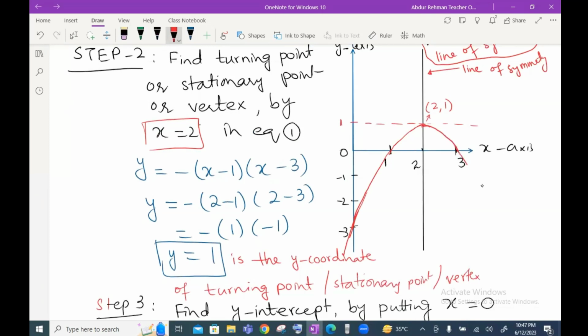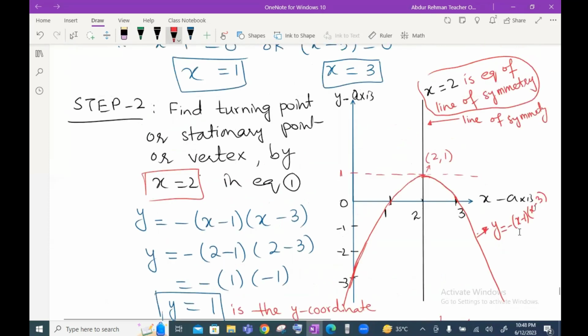It must be a smooth curve and must be symmetrical. So I hope you have got the idea how to sketch the curve y equals minus (x minus 1) times (x minus 3).